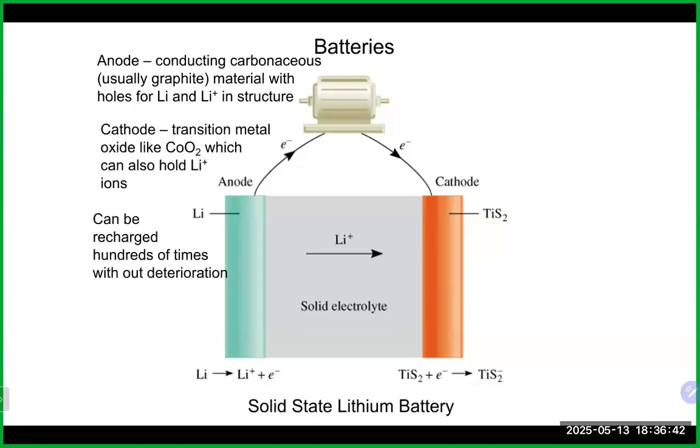A solid lithium battery is also another type of battery. The anode is a conducting carbon type material like graphite. It has holes in it, which will allow the lithium, as it gets oxidized, basically to travel to the other side. The cathode is a transition metal. It can be recharged hundreds of times without deterioration. And it's also a really light metal, which is why lithium batteries used to be used a lot in power tools and things like that.